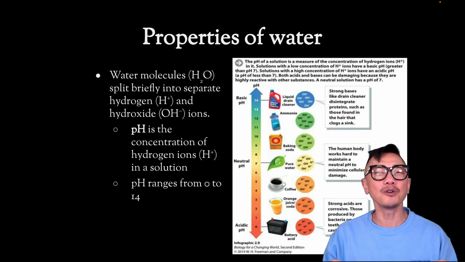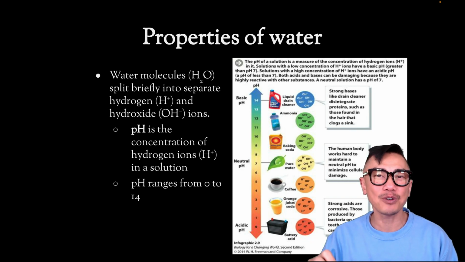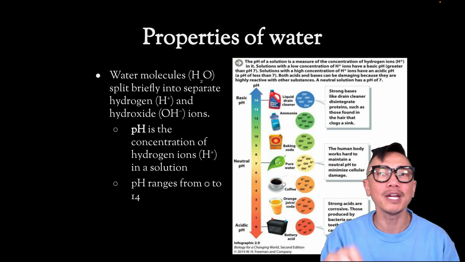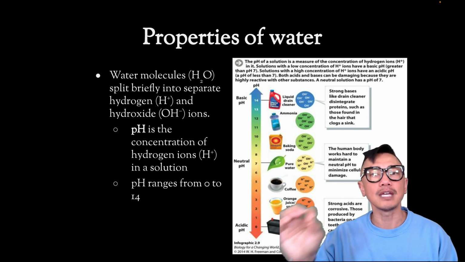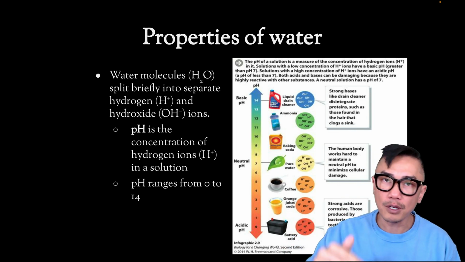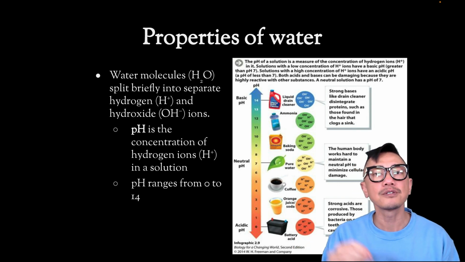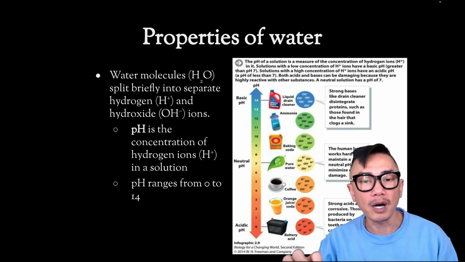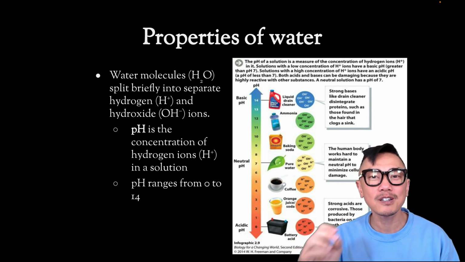Water molecules can also briefly split into positive hydrogen ions, or H+, and negative hydroxide ions, or OH-. pH is a measure of the concentration of hydrogen ions in a solution. The higher the H+ concentration, the lower the pH. pH ranges from 0 to 14. Pure water is said to have a neutral pH, or a pH near 7.